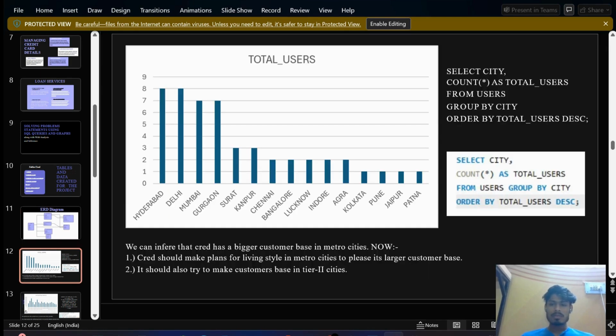Let's move on. So this is the first query. It simply shows, for the different cities like Hyderabad, Delhi, Mumbai, Gurgaon, Surat, and so on, how many users there are in each city. For example, in the graph, we can see that Hyderabad has a total of 8 users, Delhi 8, Mumbai 7, Gurgaon 7, Surat 3, and so on. So let's solve this query in MySQL.